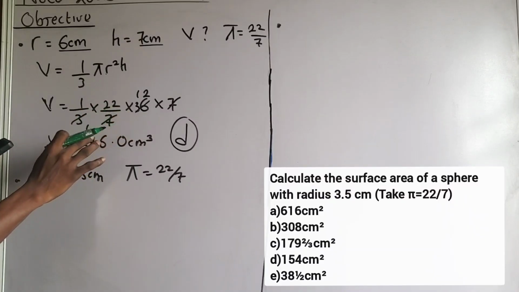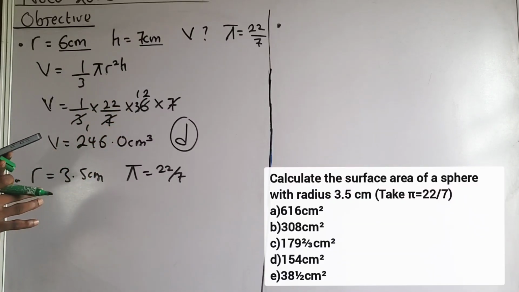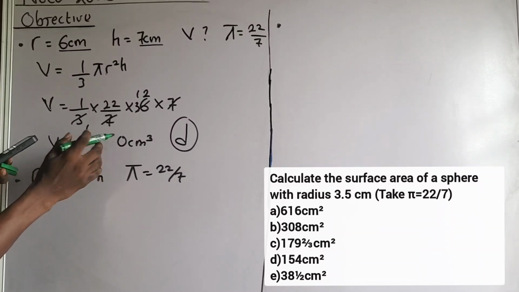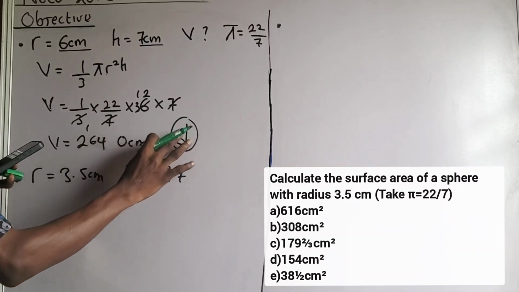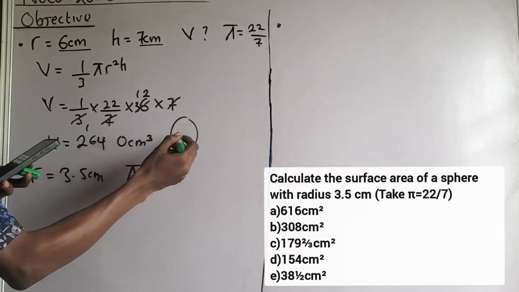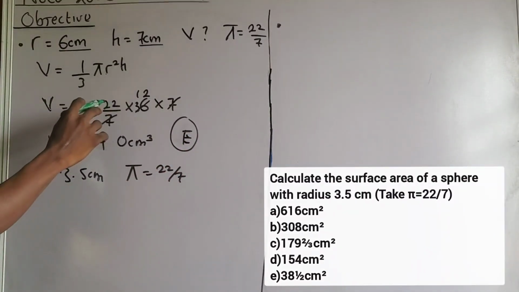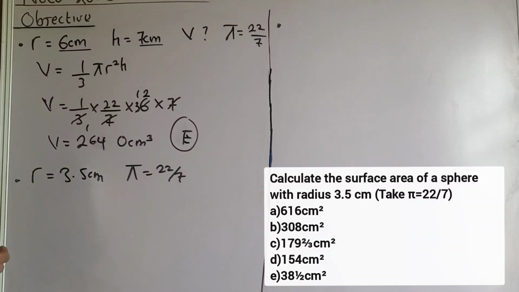22 times 12 should be 264, not 246. It's 264, sorry. So the correct option to this is option E. Do you understand? The correct option is option E. I made a mistake while taking the product of this and this. Okay, now let's proceed with the one that we are solving.